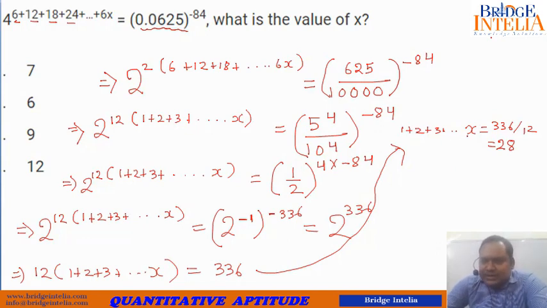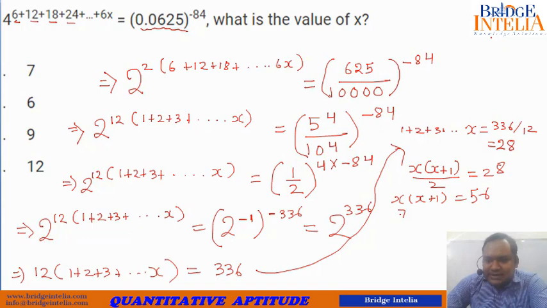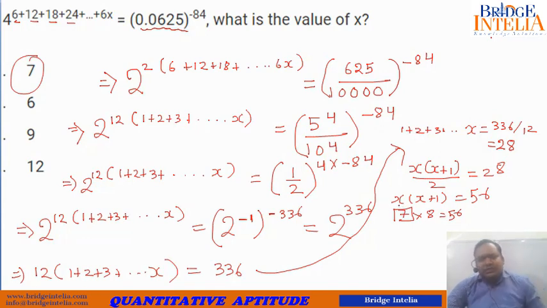So 1 plus 2 plus 3 up till what number is equal to 28? So let's see. 1 plus 2 plus 3 up till x, the sum is actually x into x plus 1 by 2. So x into x plus 1 by 2 must be equal to 28. It means x into x plus 1 must be equal to 56. So this is basically 7 into 8. So 7 into 8 is equal to 56, which means x must be equal to 7. As you can see, x into x plus 1 is 56, 7 into 8 is 56, so x must be equal to 7.